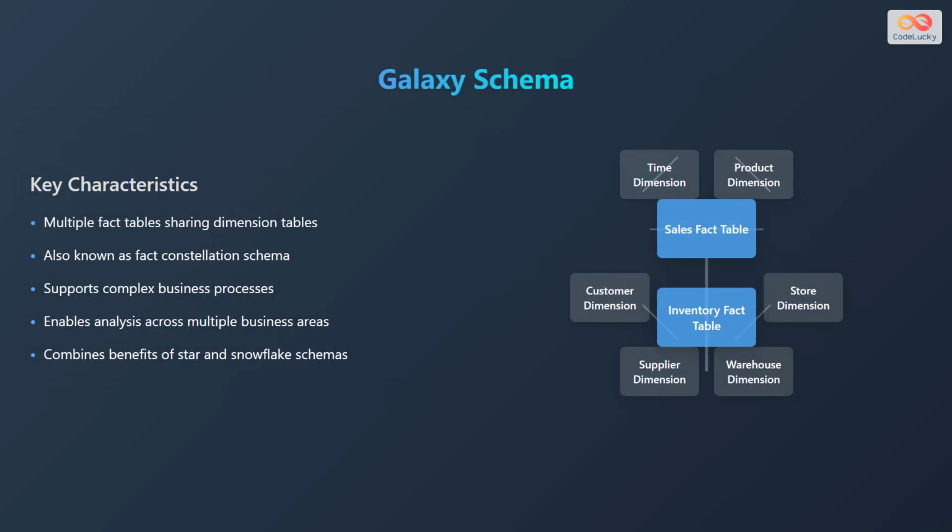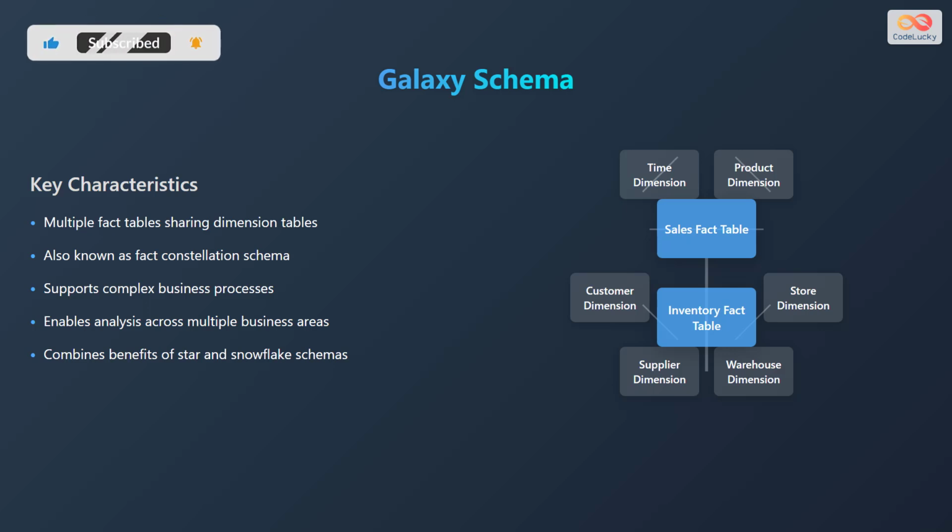Now let's explore the galaxy schema. Galaxy schemas involve multiple fact tables sharing dimension tables. This type of schema is also known as a fact constellation schema. Galaxy schemas support complex business processes. Galaxy schema enables analysis across multiple business areas. They combine the benefits of both star and snowflake schemas.